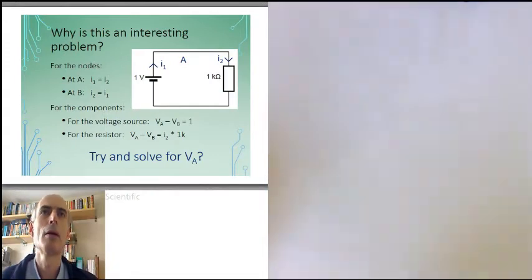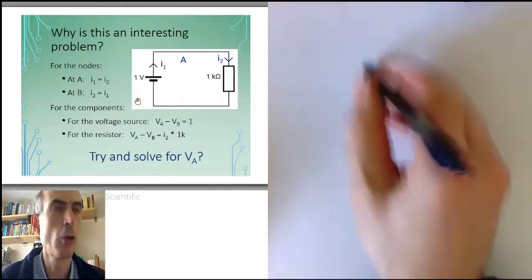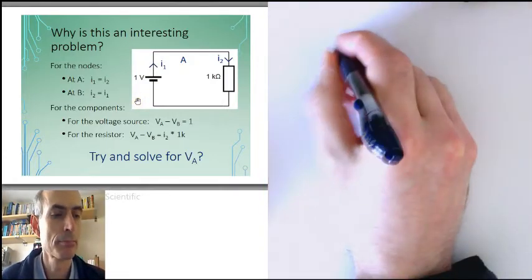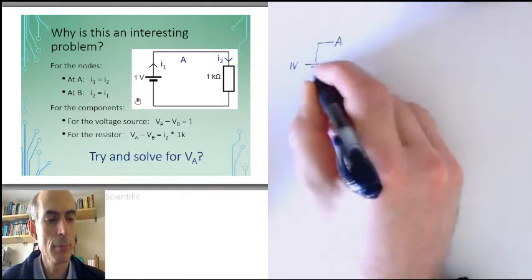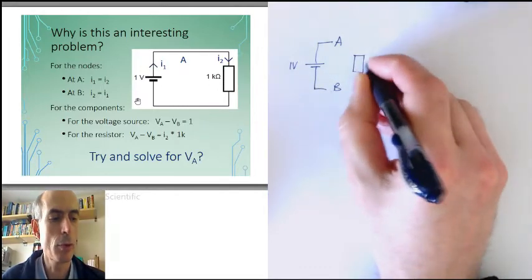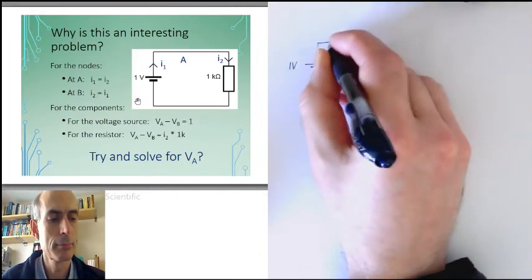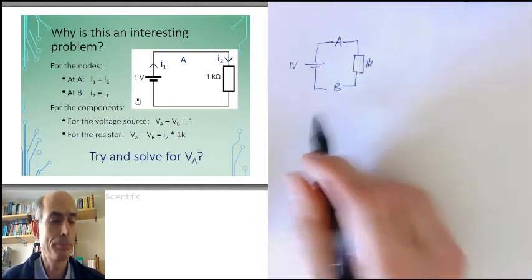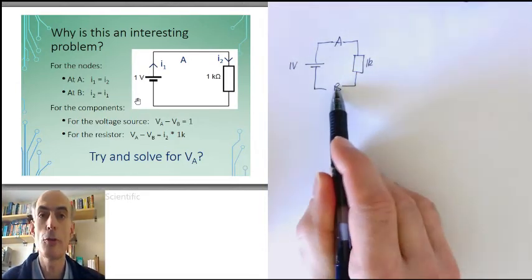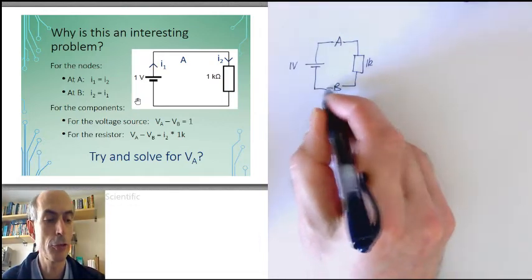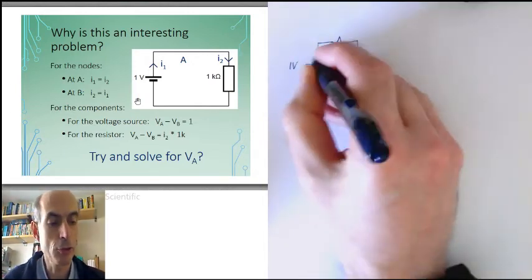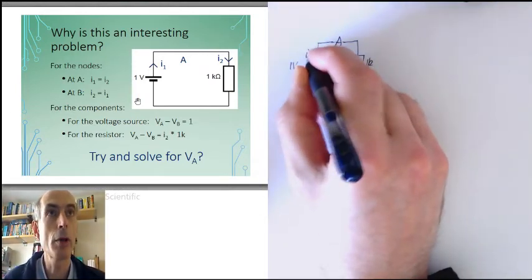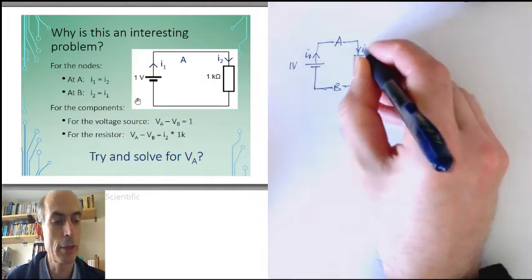Let's try it. We've got 2 nodes, neither of which is connected to ground. So we'll call them A and B. We have a voltage source here of 1 volt. And we have a resistor here of 1K. Now, since neither of these nodes is connected to ground, we apply Kirchhoff's current law to both of these nodes. We'll need to define our currents. Let's call the current up through this voltage source I1 and the current down through this resistor I2.